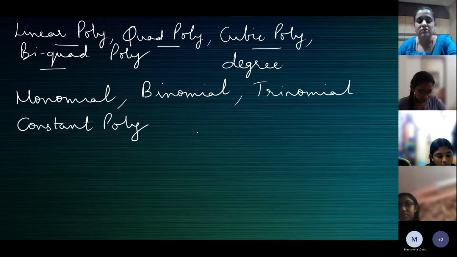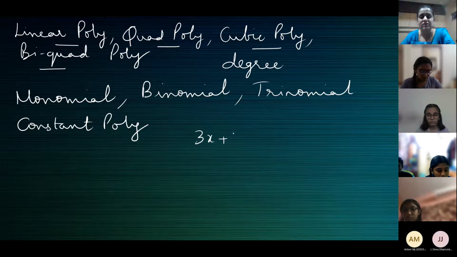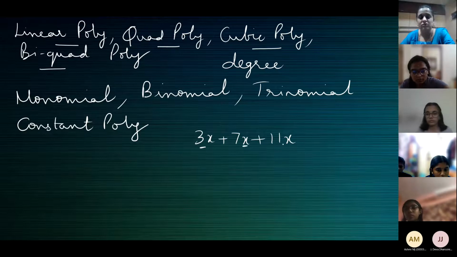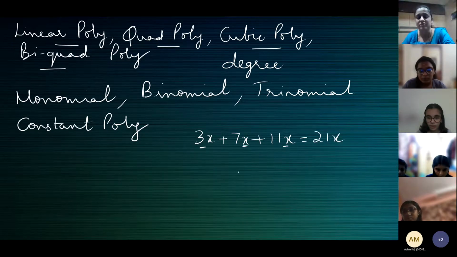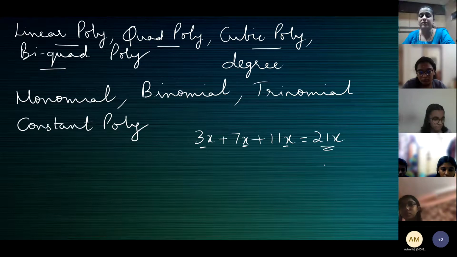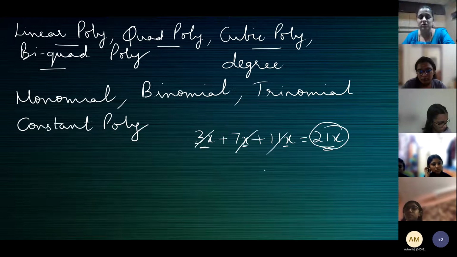For example, 3x plus 7x plus 11x is not a trinomial. I've told you, and you also know, that you have to simplify before you conclude what type of polynomial it is. So 3x plus 7x plus 11x can be simplified to 21x, and 21x is a monomial. You should not just count 1, 2, 3 terms and say it's a trinomial.